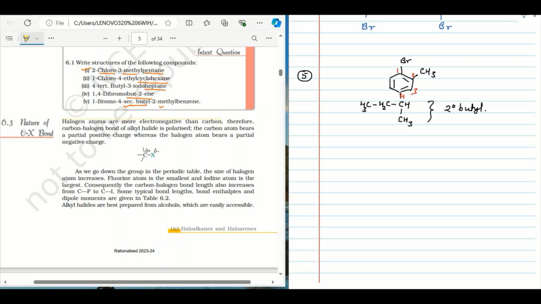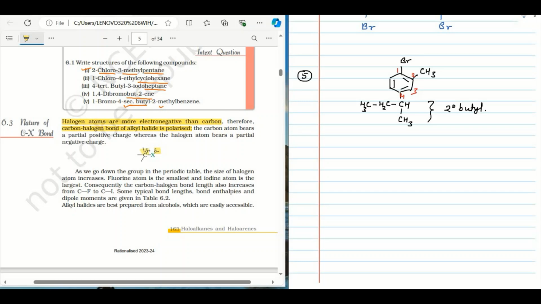Now come to the nature of carbon-halogen bond. The halogen atoms are more electronegative than carbon. Therefore, carbon-halogen bond of alkyl halide is polarized. The carbon atom bears a partial positive charge, whereas the halogen atom bears a partial negative charge. As you see here in the diagram of haloalkane, carbon carries delta positive charge while halogen carries delta negative charge.